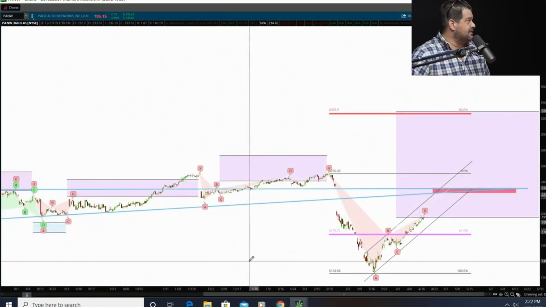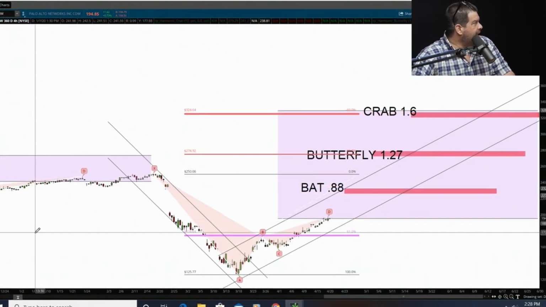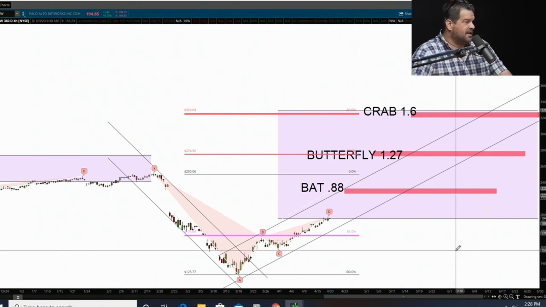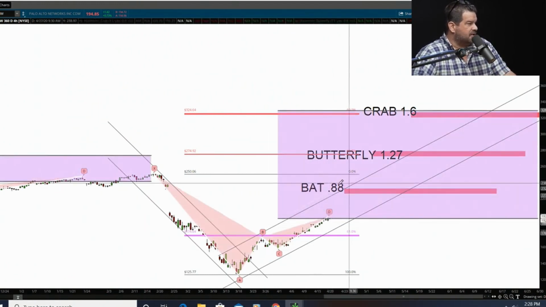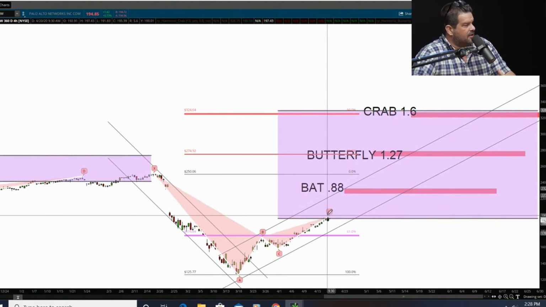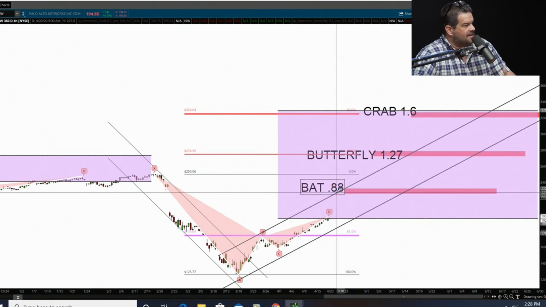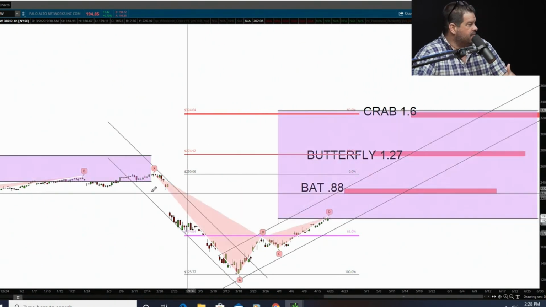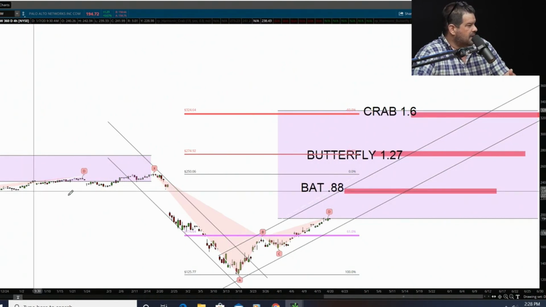Let's go to the market and see what we have. All right, so here we are on PANW. We don't know where price is going to go, but we do have 3 places of resistance. So our first place here is the bat pattern at 0.88. And it's going to depend on, is price going to come and hit the top of this channel, give us that resistance? Is there any other resistance, right? So we have support lines back here.